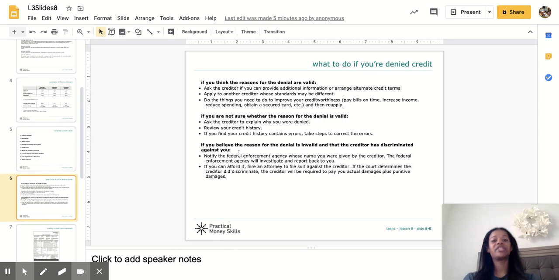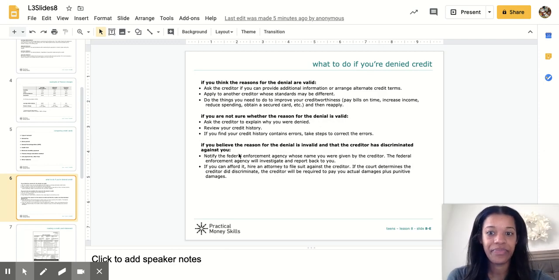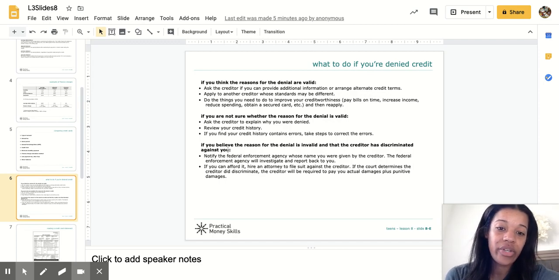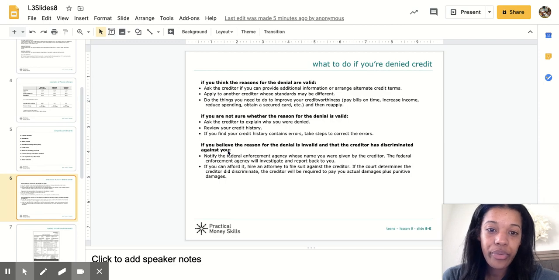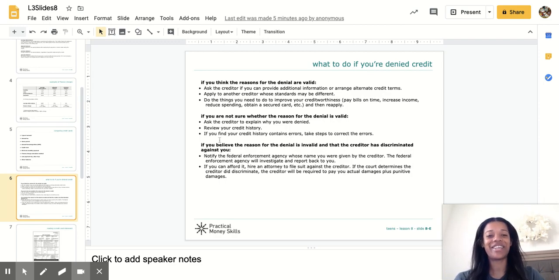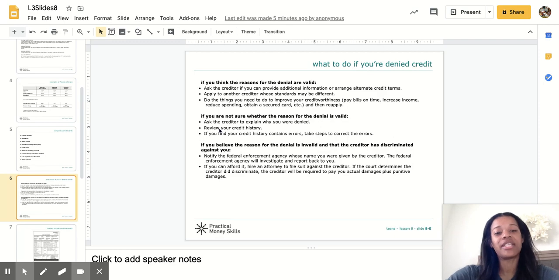What to do if you're denied credit, okay? If you think the reasons for the denial are valid, ask the creditor if you can provide additional information or arrange alternate credit terms. Apply to another creditor whose standards may be different. Do the things you need to do to improve your creditworthiness. Pay bills on time, increase income, reduce spending, obtain a secured card, and then reapply. So these are all the steps you would take.